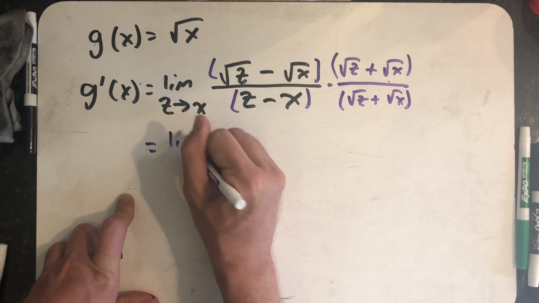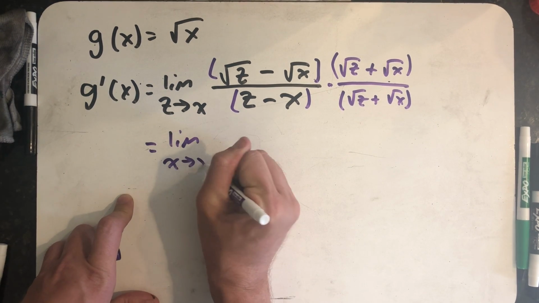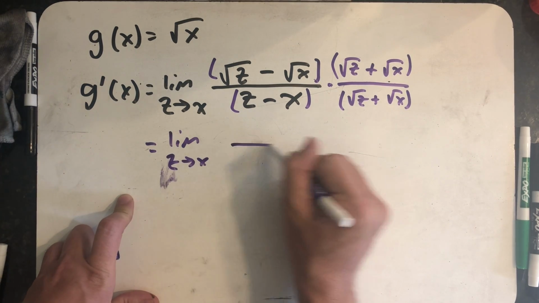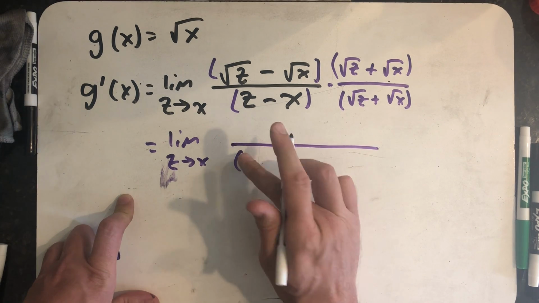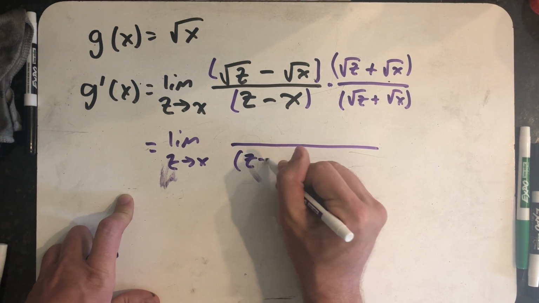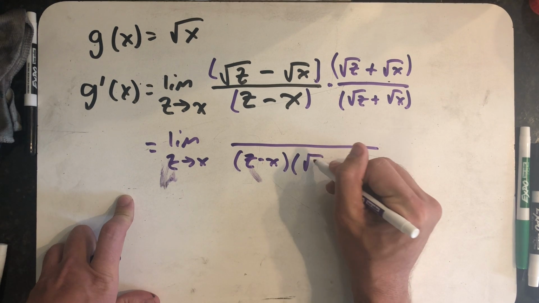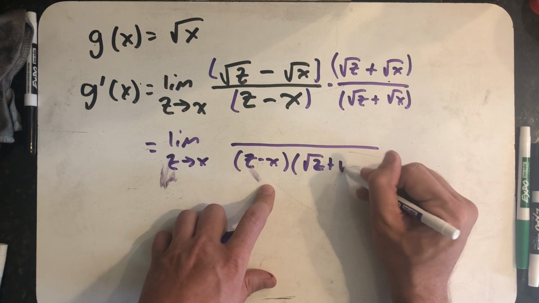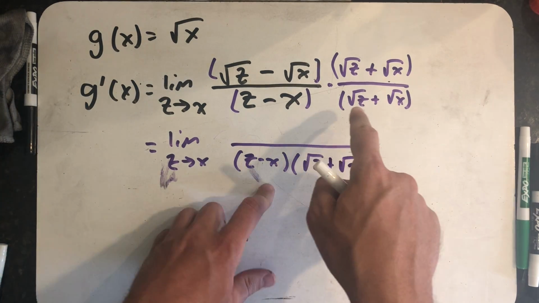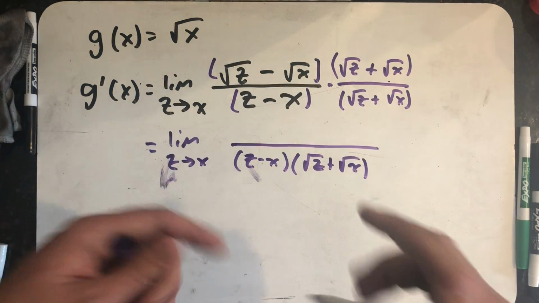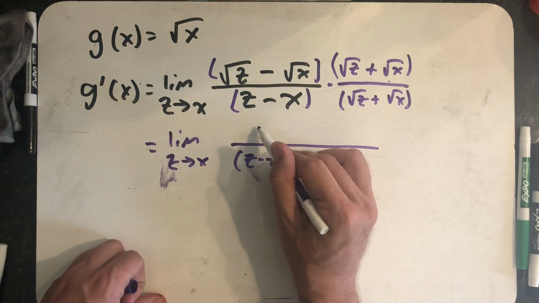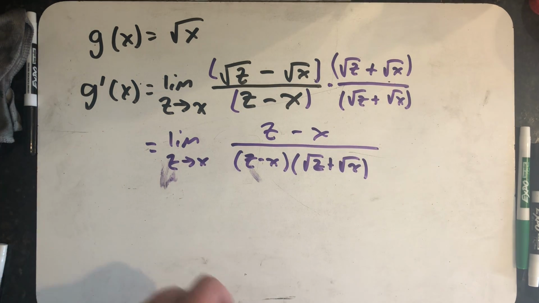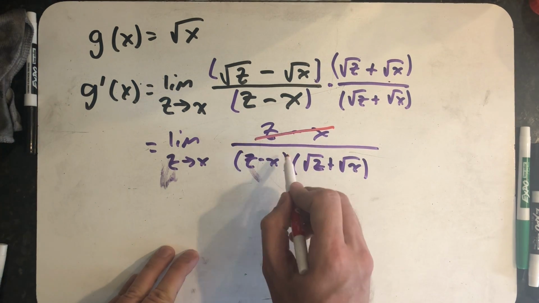All right, so I have a limit as z is going towards x, and multiplying this together, I'm not going to distribute, I'm just going to leave it alone. Because if I look here, if z is getting close to x, I'm dividing by 0. My goal is to cancel that off, I hope. And now on top, multiplying by the conjugate, the outside and the inside terms cancel. Root z times root z is z. Root x times root x is x. And hey, I get to cancel off the z minus x.